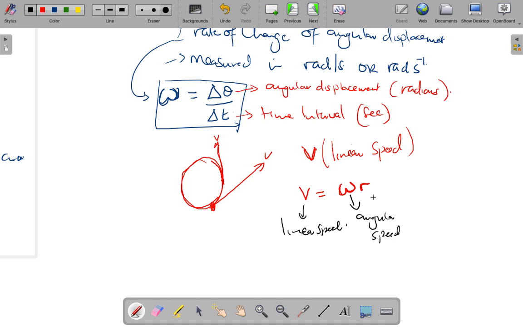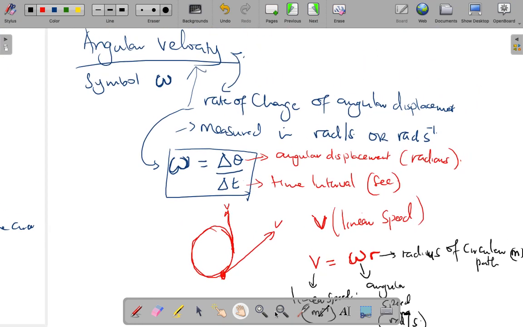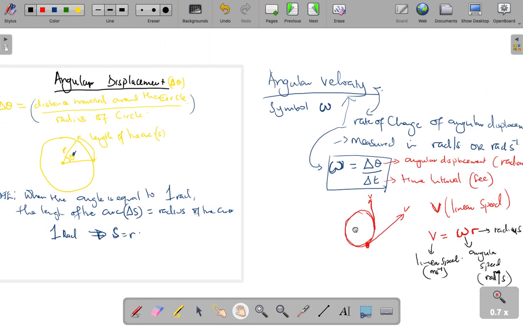I want to get the difference, and this is the radius of the circular path. Sometimes they call it the orbit, but I prefer calling it the circular path. And this is measured in meters. Linear speed is measured in meters per second, and angular speed is also measured in rads per second. Okay, so I hope you get this clearly. Does it make sense? If it doesn't, please feel free to ask anytime during the lesson.